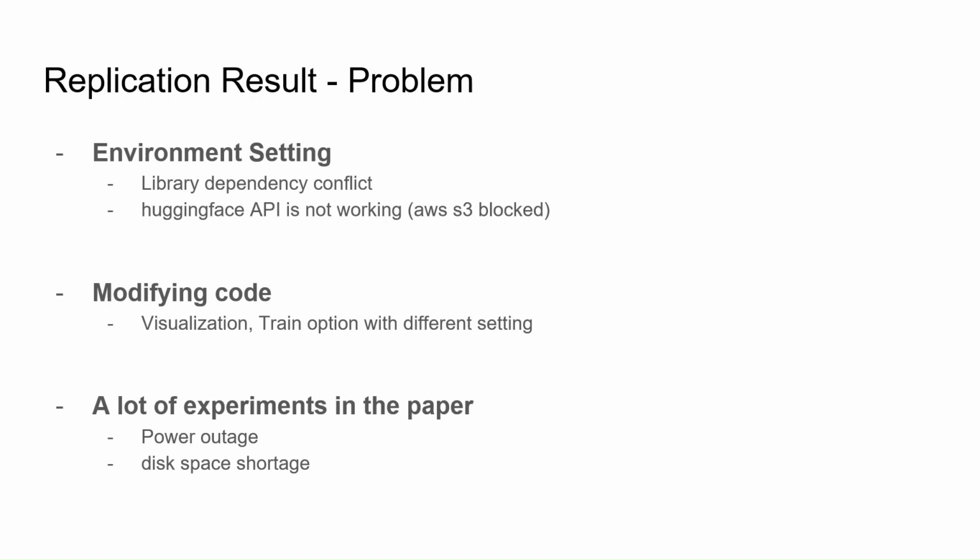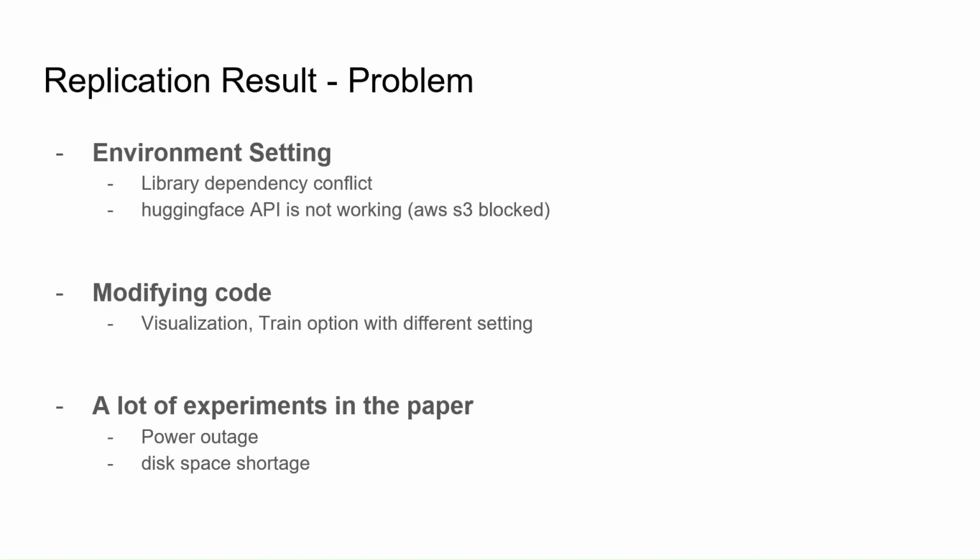First, we had a hard time setting up the environment for the experiment, such as library dependency conflicts and Hugging Face API issues. Secondly, in order to extract intermediate states of the model and visualize them, and to reproduce the experiments in the paper with different settings, we also needed to write some code.